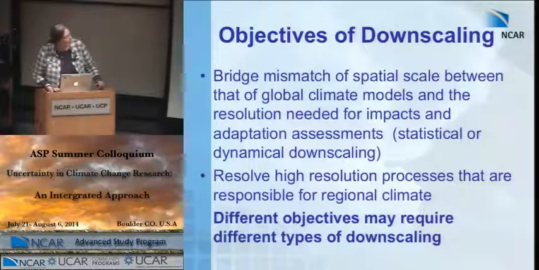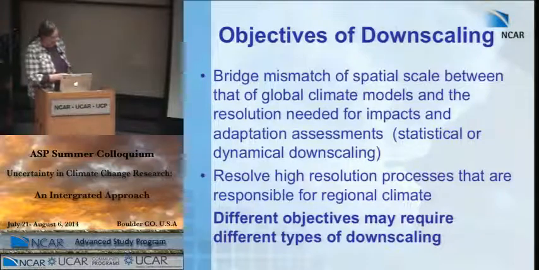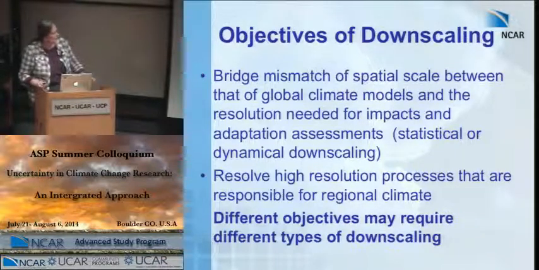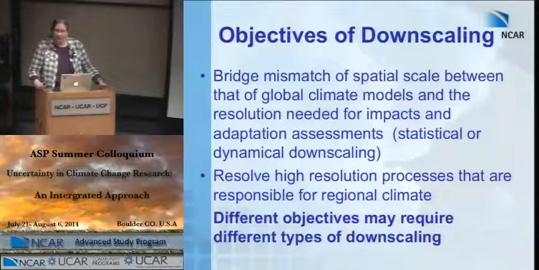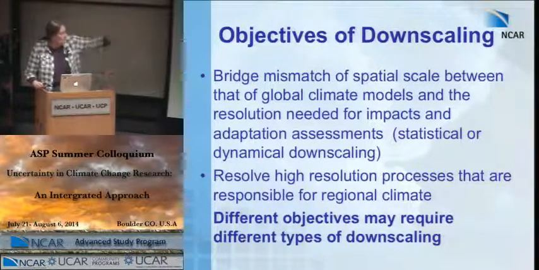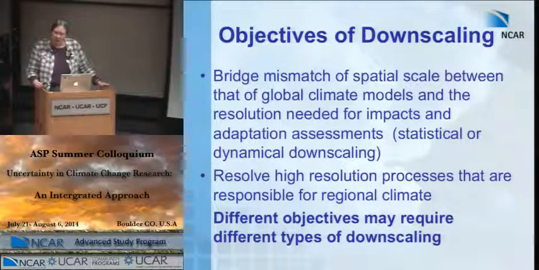So pulling back to the objectives of downscaling, and this speaks somewhat to what Haley mentioned as well. I put this into two categories. There's bridging the mismatch of spatial scale between global models and the resolution needed for impacts and adaptation assessments. This can be done through statistical or dynamical downscaling. And also to resolve high-resolution processes that are responsible for regional climate, so process-level studies.